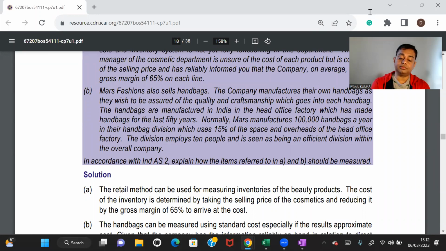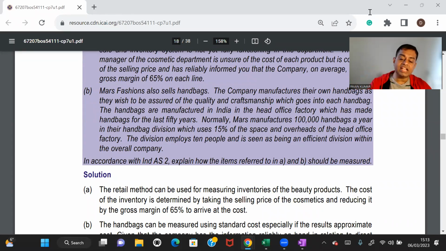In accordance with Ind AS 2, explain how the items referred to in A and B should be measured. In the second case, you can use standard costing. Why? You are experienced, you have been doing this for long. Your capacity utilization, your resource utilization, how many people are there, how many bags are manufactured, how much you will pay, how much cost you incur, everything is known. In these situations, you can use the standard cost method, but the retail method and standard cost method are to be used when you do not have management information systems and data. Nowadays, when you have ERP, when you have SAP, when you have computers, everything can be traced. When you cannot trace, then you use these kinds of methods.